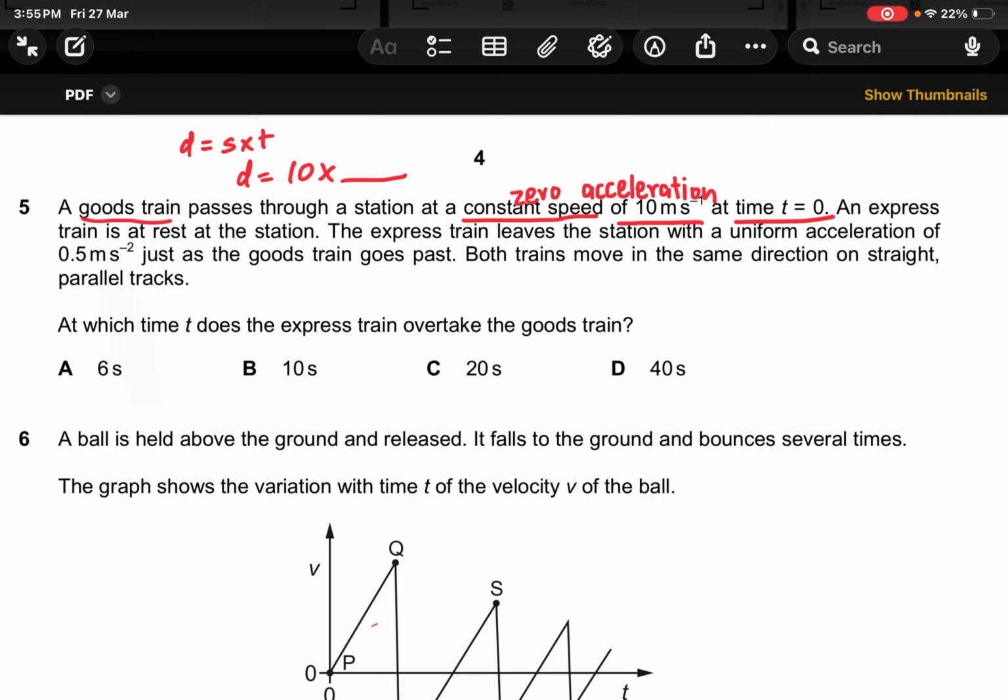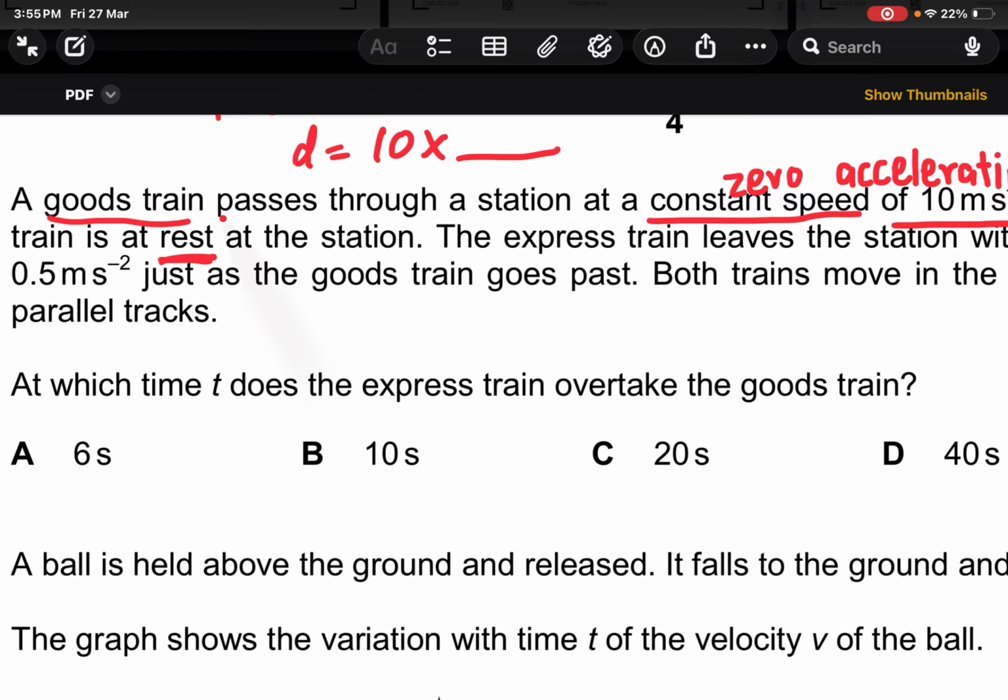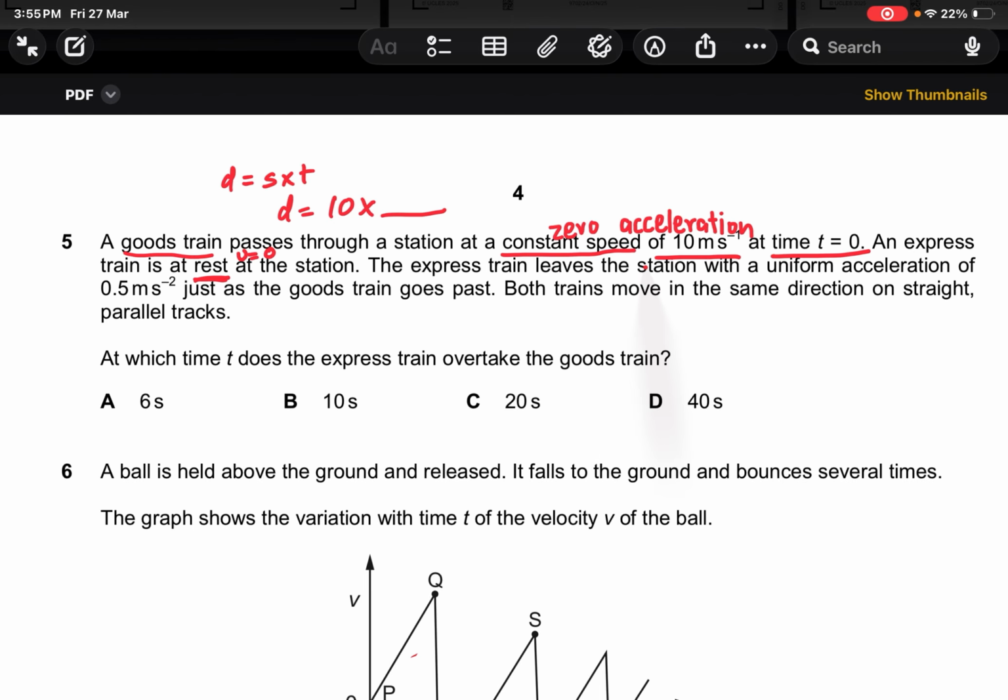An express train is at rest at the station. In physics we might be tempted to ignore the word rest, but it's not there to ignore. Rest means that the initial speed of the object is 0. Never ignore rest. The express train leaves the station with a uniform acceleration of 0.5 meters per second square. Just as the goods train goes past, both trains move in the same direction on straight parallel tracks. At which time t does the express train overtake the goods train?